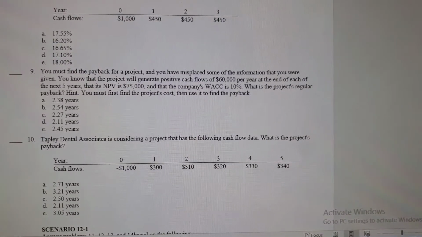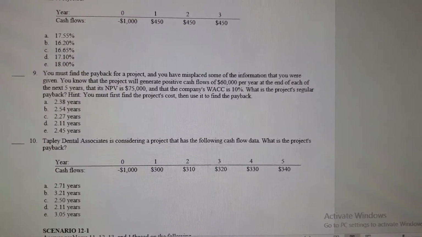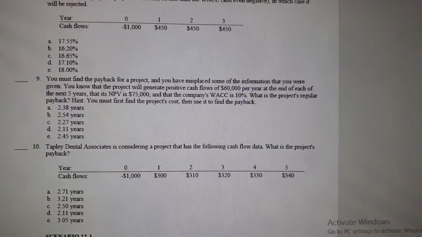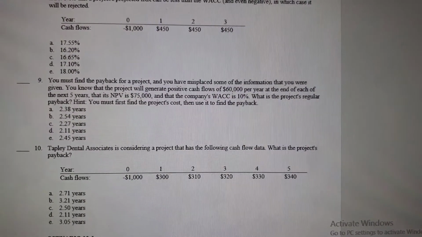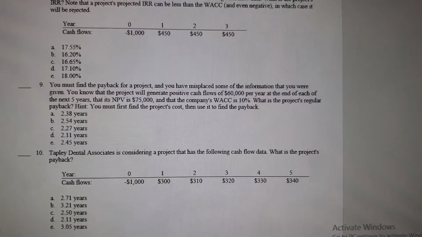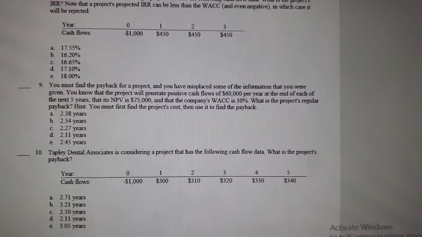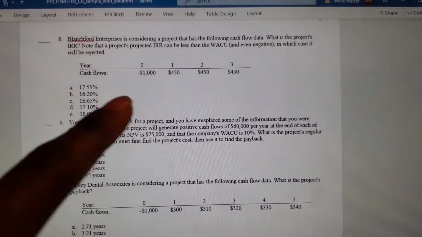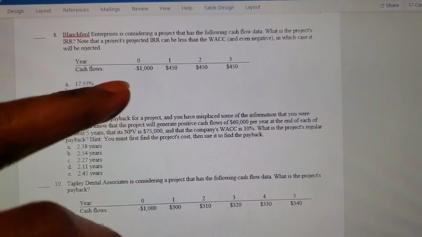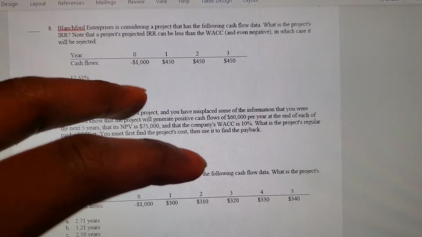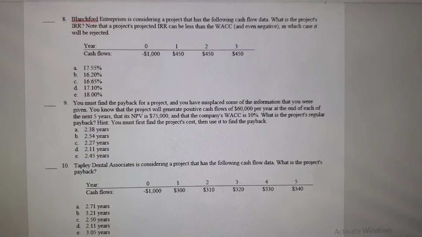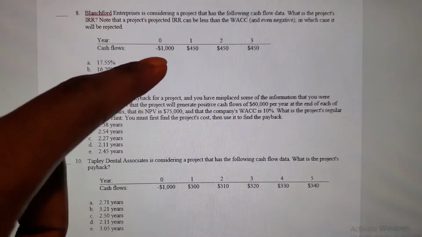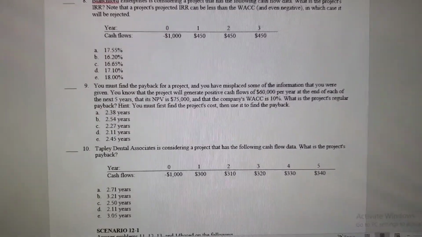So problem 9 asks us to determine the payback period. Okay, so we have to do two things in order to determine the payback period. We first have to calculate the project's initial cost, or the first cash outflow. For example, here in problem 8, we have an initial cash outflow followed by a series of cash inflows. For problem 9, we have to determine our initial cash outflow.